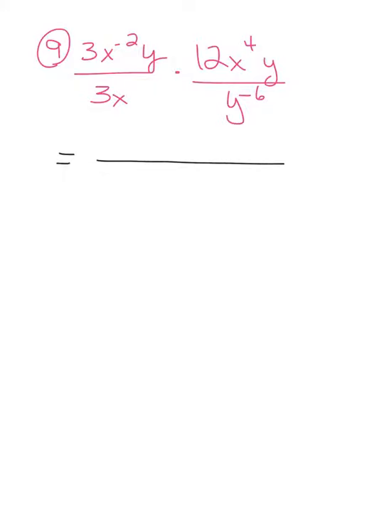So let's just look at our numerator. If I take 3 times 12, that gives me 36. I have x to the negative 2 times x to the negative 4th. Remember, when I'm multiplying, I can add my exponents, so I get x to the 2nd. And I have y times y gives me y to the 2nd. In my denominator, I have 3 as my only coefficient, so I'm going to leave that there.